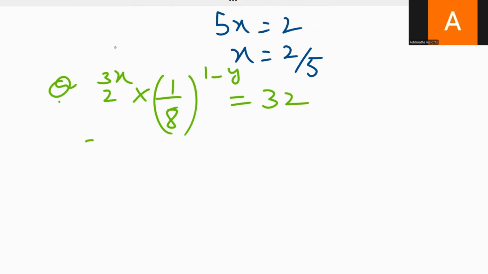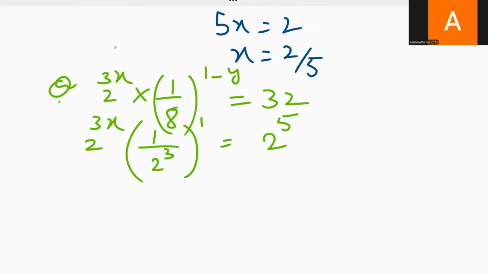We try to make all bases the same first. So you can write 8 as 2 cube and 32 as 2 raised to the power 5. Now you take it up, it becomes minus 3, and you multiply this minus 3 by 1 minus y.